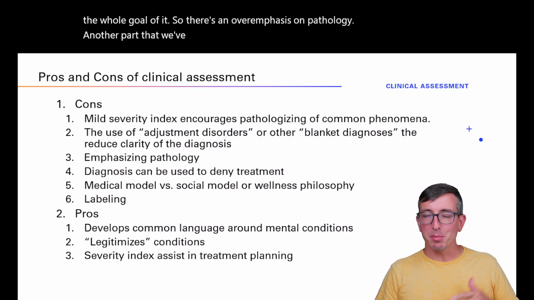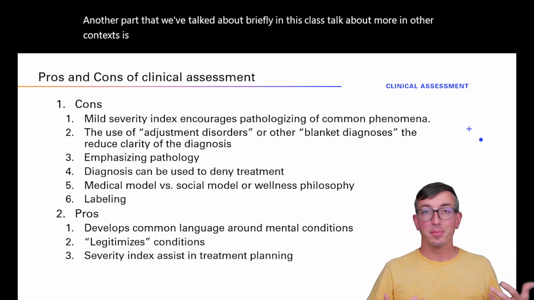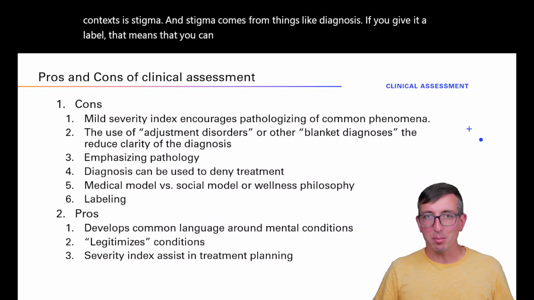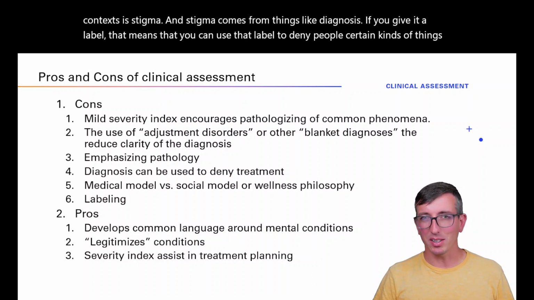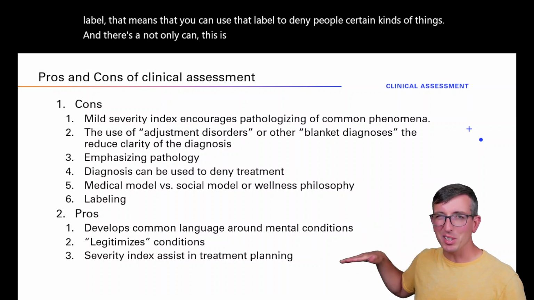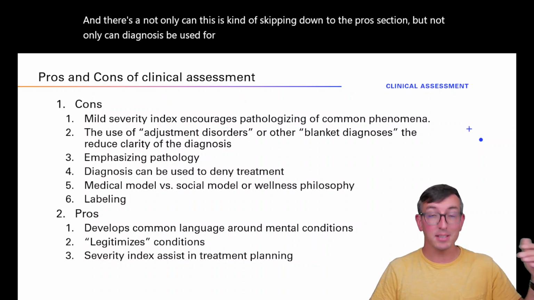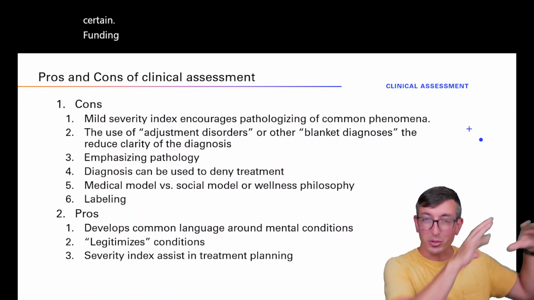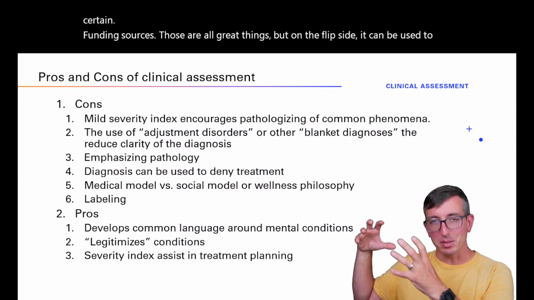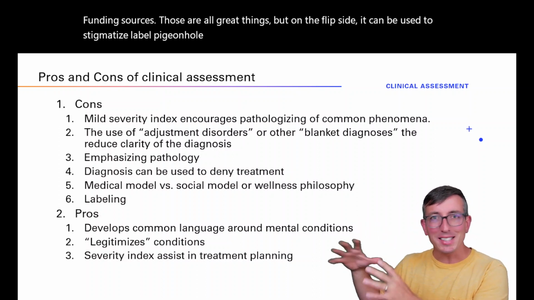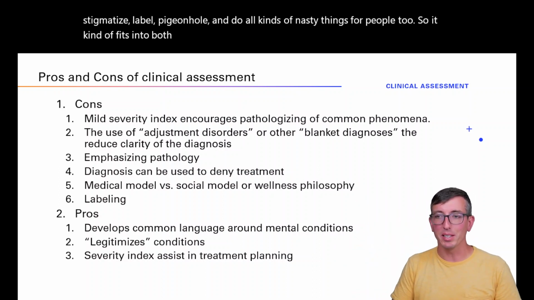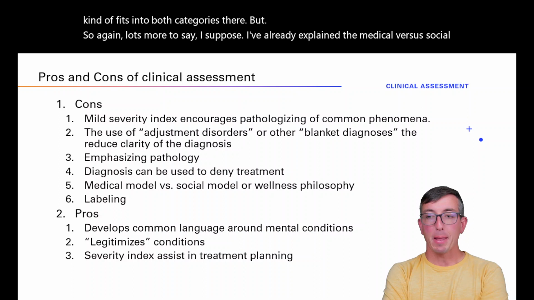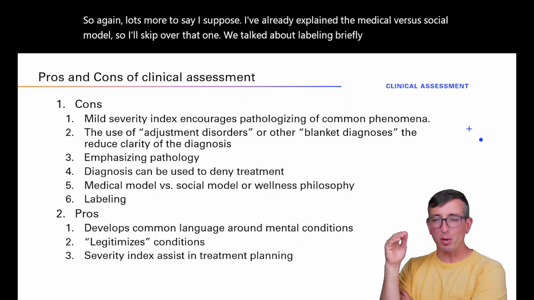Another part that we've talked about briefly in this class, and you'll talk about more in other contexts, is stigma. And stigma comes from things like diagnosis. If you give it a label, that means that you can use that label to deny people certain kinds of things. And this is kind of skipping down to the pros section, but not only can diagnosis be used for really good things, it can give people access to certain treatments, to certain medicines, to certain therapeutic techniques, to certain funding sources. Those are all great things. But on the flip side, it can be used to stigmatize, label, pigeonhole, and do all kinds of nasty things to people too. So it kind of fits into both categories there. But again, lots more to say, I suppose. I've already explained the medical versus social model, so I'll skip over that one. We've talked about labeling briefly, so let's skip over to the pros.